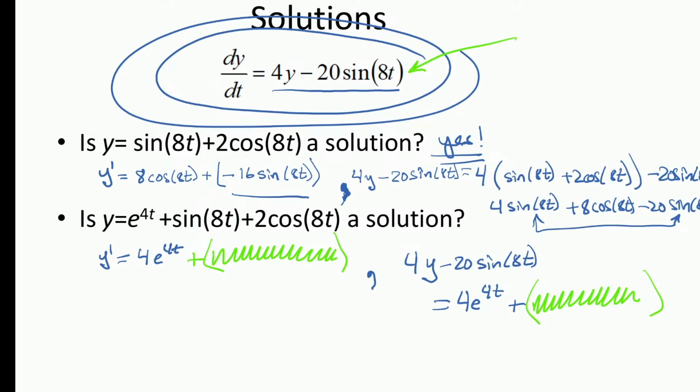And so here we have two very different functions. I don't know if you think of them as very different, but I'd say that throwing this e to the 4t in makes it different. E to the 4t is an exponential function, grows without bound, whereas sine of 8t and cosine of 8t just go up and down, and they stay pretty contained. They're bounded. So these are very different functions. They are both solutions to the same differential equation.